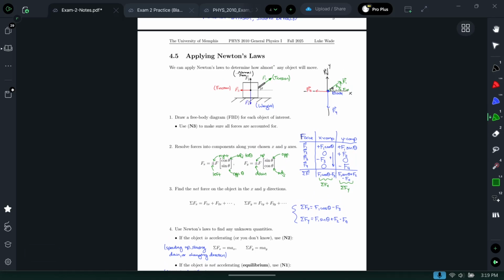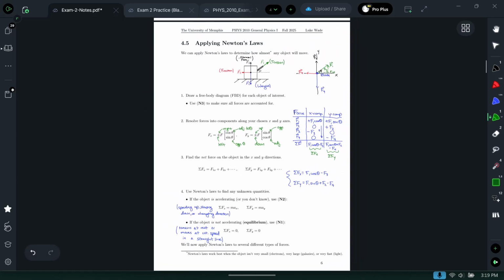Okay, this page is the most important one in the chapter because it tells you how to solve any problem involving Newton's laws. Does that mean it's easy? No, it just means this is the process we use no matter what kind of problem we're trying to solve. So we'll come back to this when we're looking at specific examples, but this is the be all end all of what you do for these types of problems.